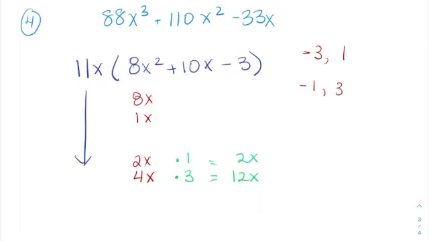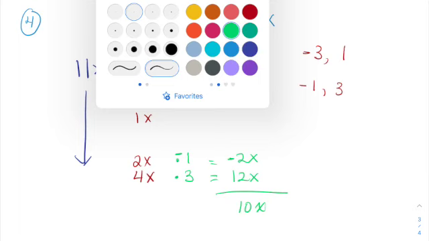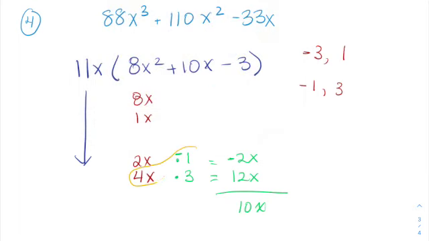Now let's figure out which one we want to be negative. This needs to add up to positive 10. So I'm going to make that negative. So this would be a negative 1 here. And this adds up to positive 10x. So now I just need to crisscross. So my answer is going to be 4x minus 1, 2x plus 3. And don't forget about that 11x that we originally took out.